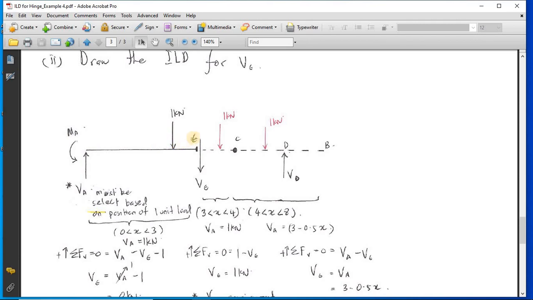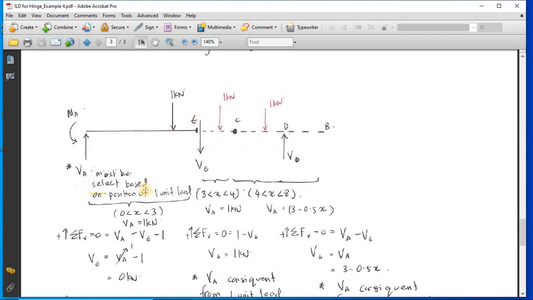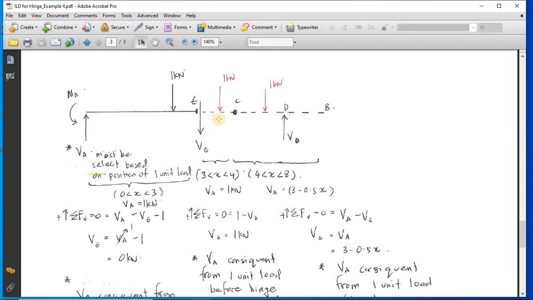You can see that there are three different positions of the one point load here. The first is before point E, before the hinge. Another position is after point E, before the hinge. The third position is after point E and after the hinge. The first position refers to a range of 0 to 3, the second to 3 to 4, and the third to a range of 4 to 8. Our objective is to get the equation of VE.